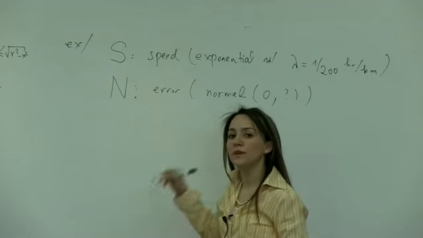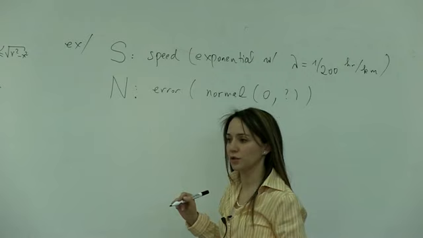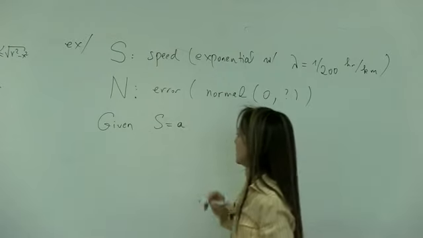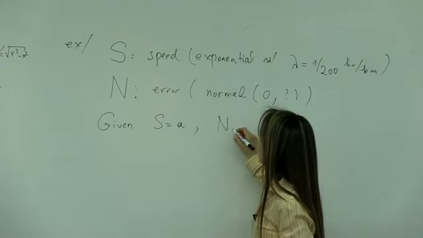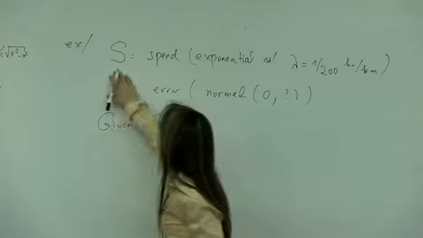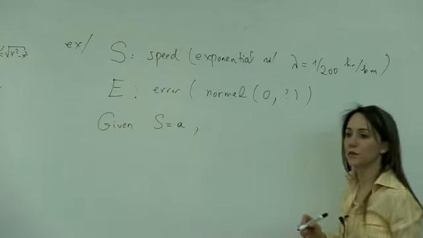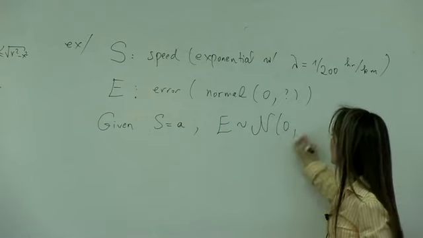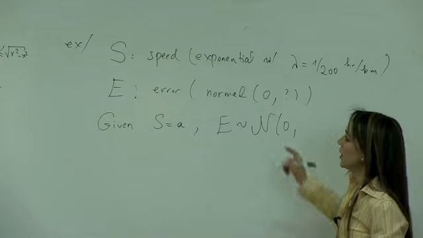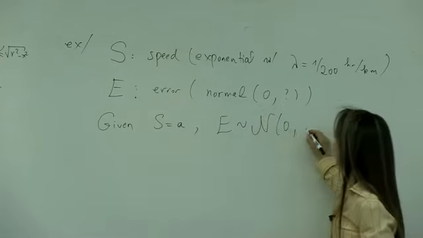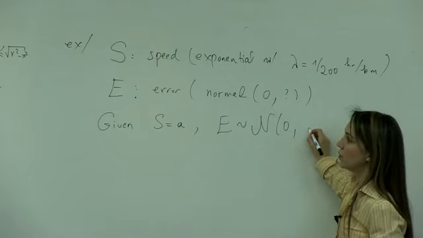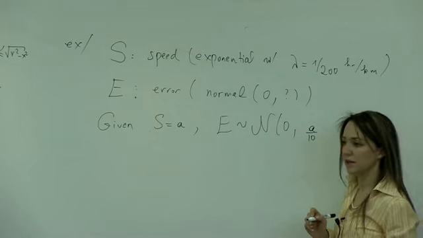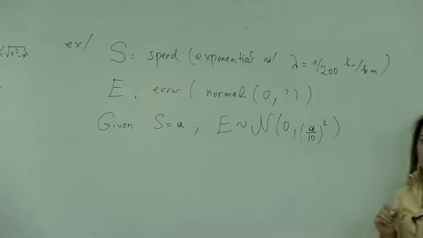So what do we know? We don't know the marginal distribution of the error, but we know the conditional distribution of the error, right? So given S equals A, and maybe we shouldn't have called it N. Let's call it E, because it's going to be confused by the normal. So E is distributed as a normal with mean 0 and variance, 1/10 of the speed of the target is the standard deviation. So A over 10 is the standard deviation. A over 10 squared must be the variance.